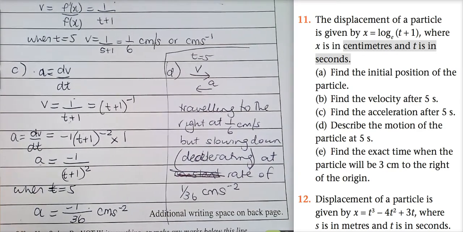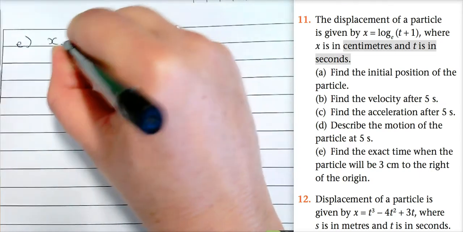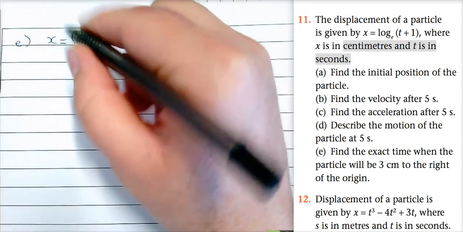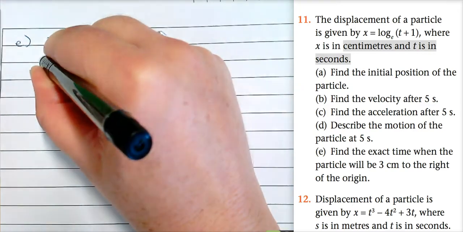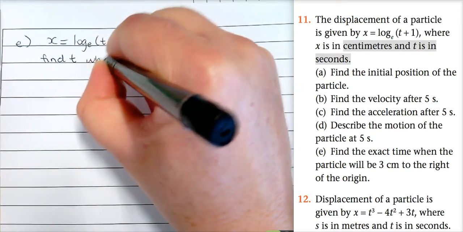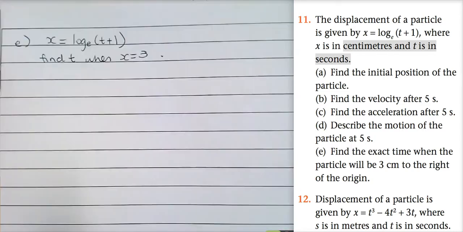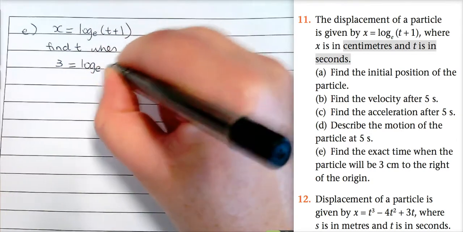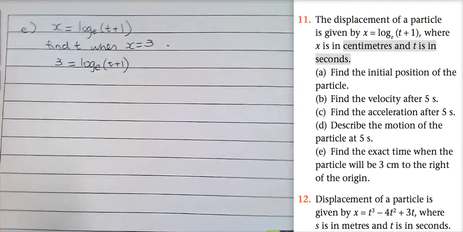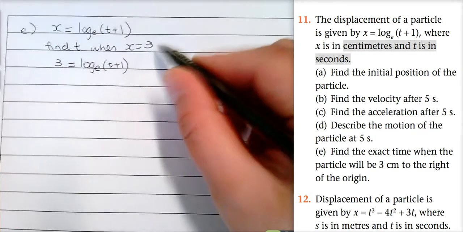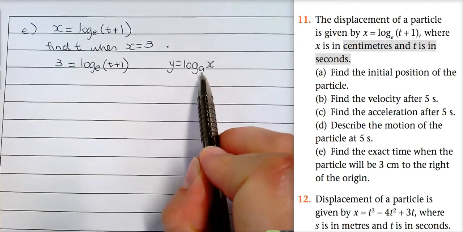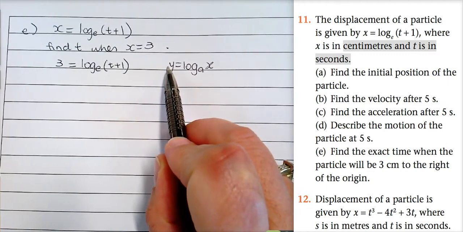Now, last bit, the exact time when the particle will be 3 centimetres to the right of the origin. Part E is find the exact time when the particle is 3 centimetres to the right of the origin. They're asking you to find t when x equals 3. Right, 3 equals log to the base e of t plus 1. For those that love the formula, y equals log to the base a of x, you read backwards, x equals a to the power of y.